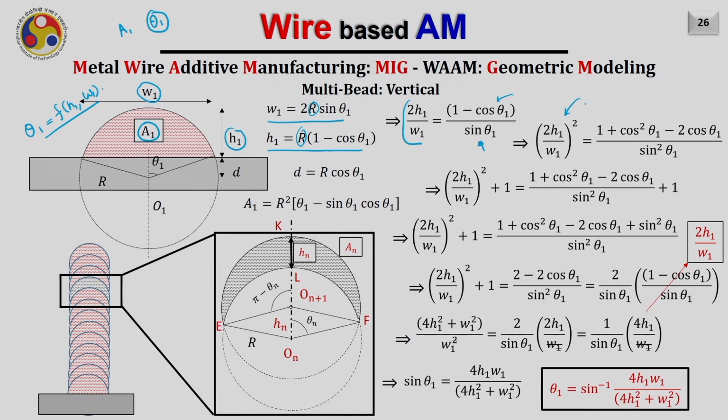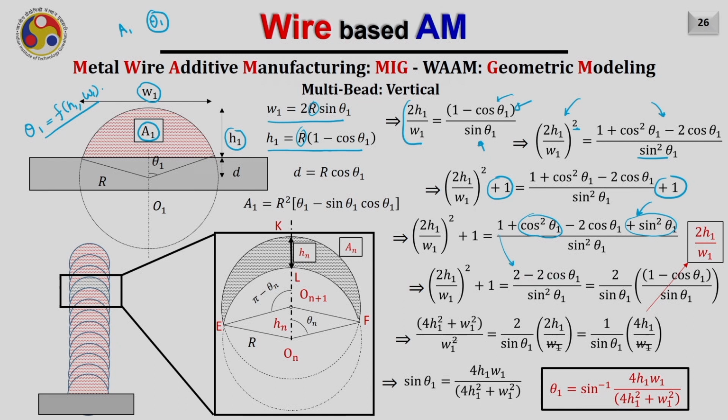Now, if I square both sides, this will be the expression I will obtain. The square of this term will give me (1 plus cos square theta 1 minus 2 cos theta 1) divided by sin square theta 1, while on the left hand side, it will be (2h1 by w1) square. Now, let us add 1 on both sides, as you can see here, and as a result, the right side term can be further simplified. Here you can see the term cos square theta 1 plus sin square theta 1 will become 1, and as a result I am writing 2 directly here.